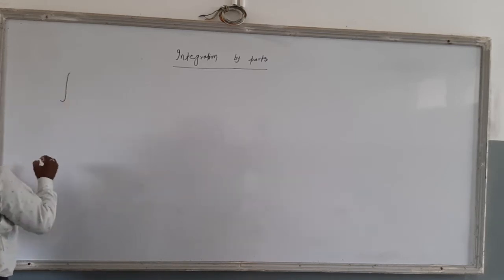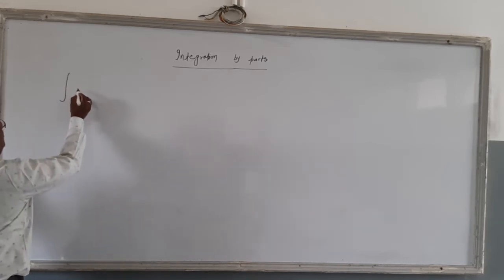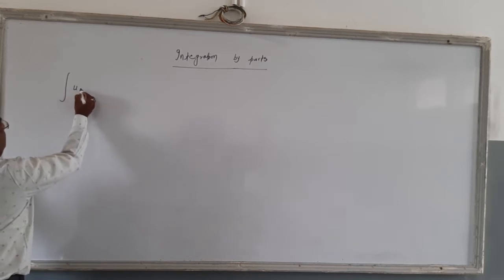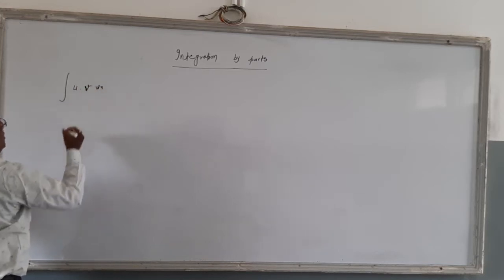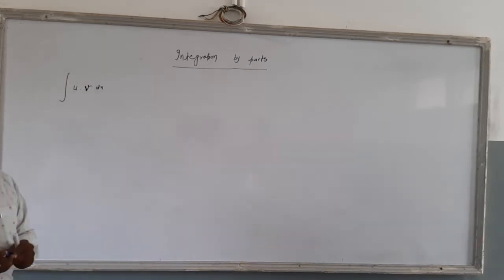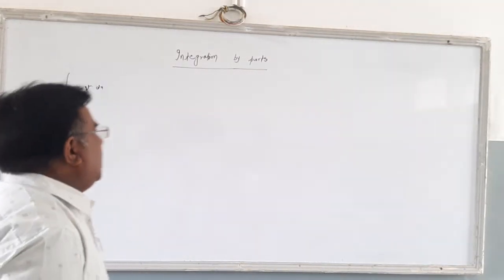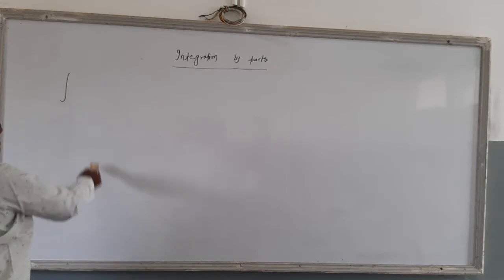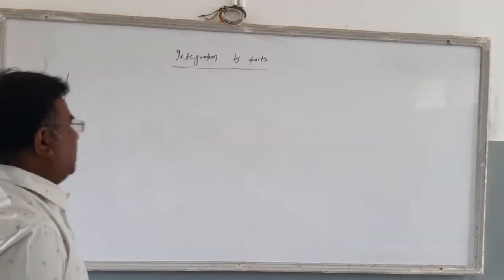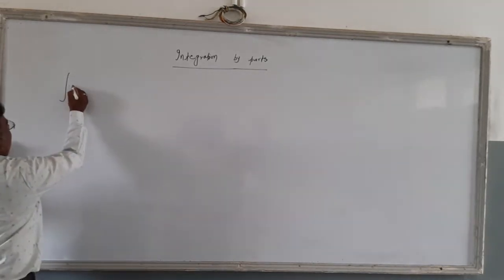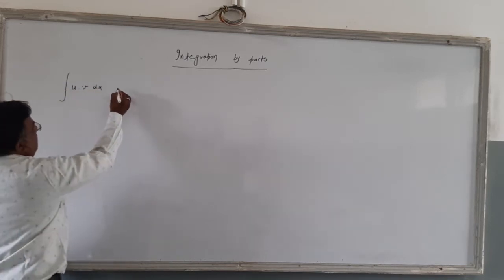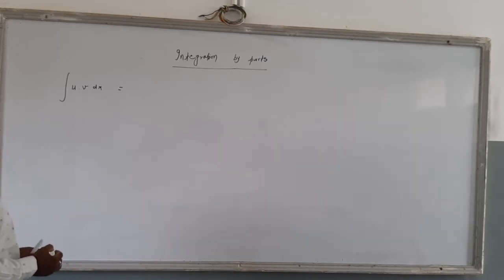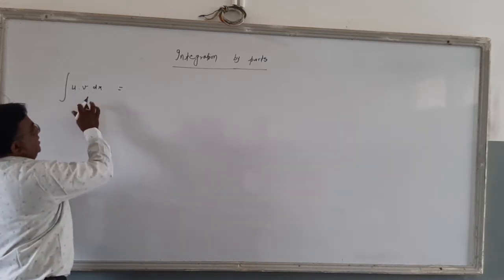When two different functions are in product form, then apply by parts. Two different functions: the first is u, the second is v. So what is the by parts formula? When u is the first function and v is the second function.